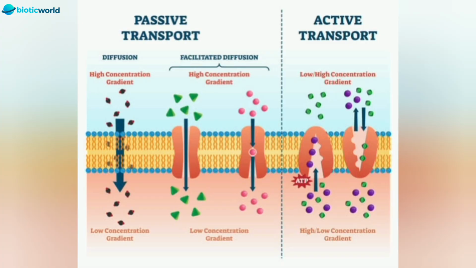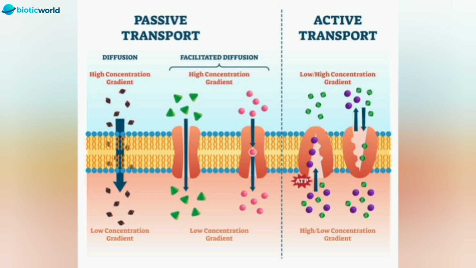Passive transport. In passive transport, molecules move down their concentration gradient, from areas of high concentration to low concentration, without the need for energy. Simple diffusion. Small non-polar molecules like oxygen and carbon dioxide can diffuse freely through the lipid bilayer.